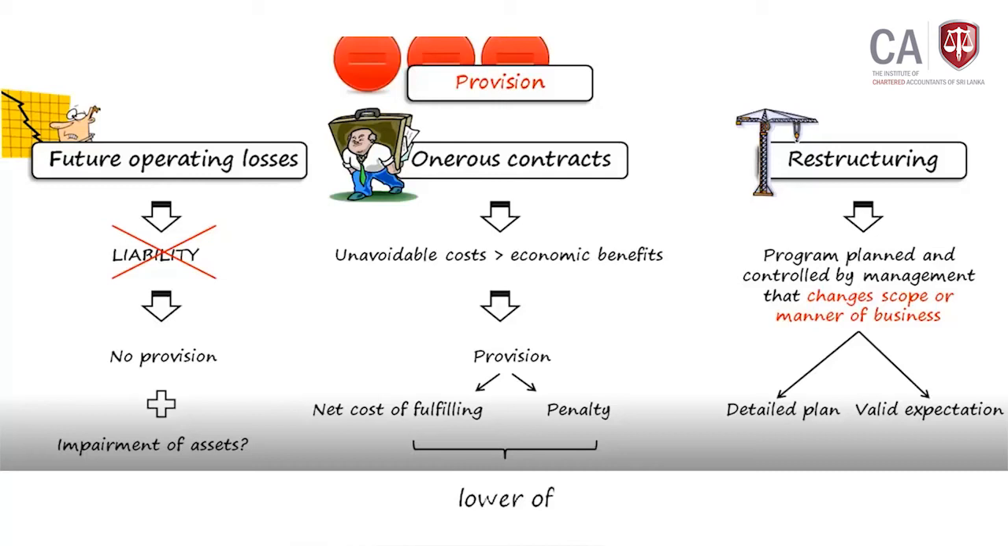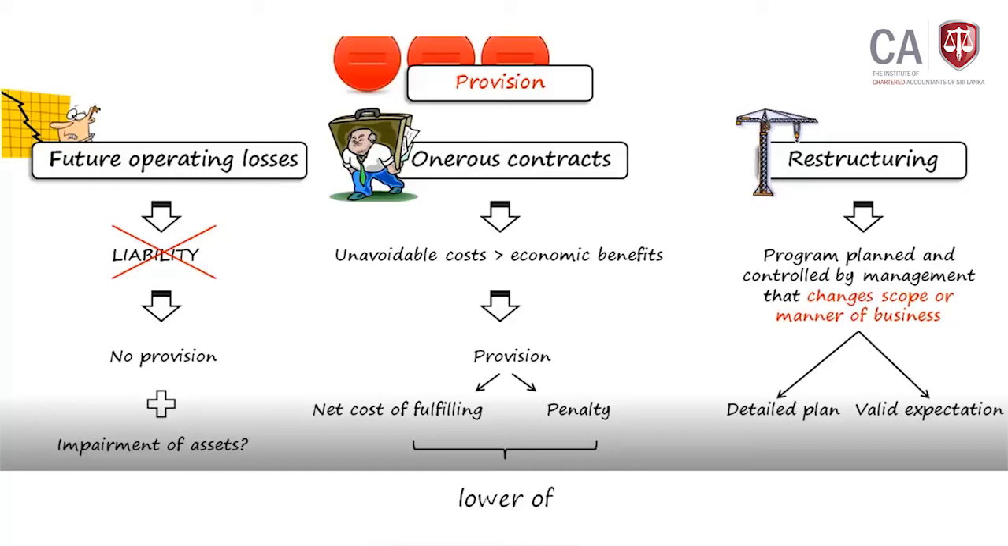Future operating losses. In future you are expecting operating losses. Do we need to make a provision? No. Why? Because it is not a liability. Provision means a liability. Why is it a liability? You have a present obligation as a result of a past event. Future operating losses are not due to a past event, and you do not have an obligation today. Do we need to settle something in future for future operating losses? No. Since it does not meet the definition of a liability, it is not a provision.